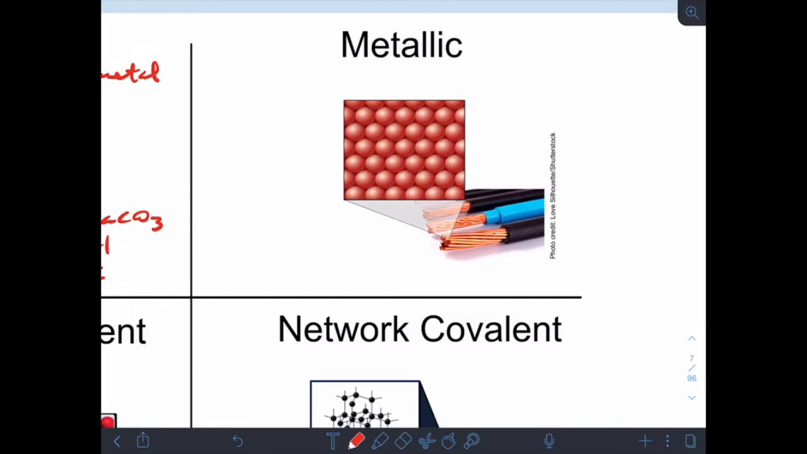Now let's come over here to metallic. So in this example, this is only copper. Okay? There's only one thing there. So in metallic bonding, we have only one metal. Okay? So if you're trying to decide if something has metallic bonding, it has to be a single thing, only one metal thing there. Okay?